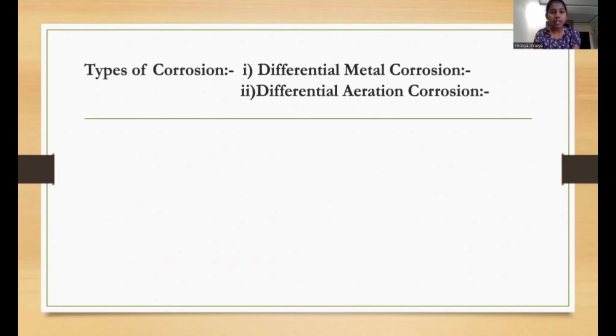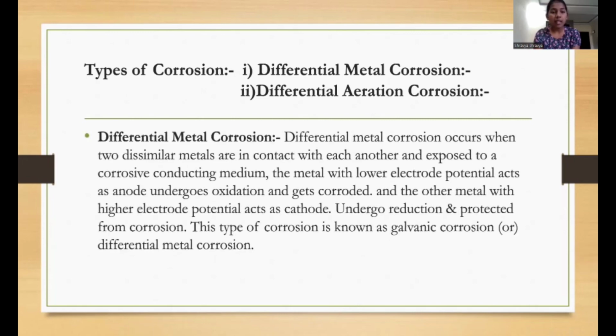And we have the types of corrosion. In that we have two types: differential metal corrosion and differential aeration corrosion. Now, differential metal corrosion occurs when two dissimilar metals are in contact with each other and exposed to a corrosive conducting medium. The metal with lower electrode potential acts as anode. It undergoes oxidation and gets corroded. And the other metal with higher electrode potential acts as cathode. It undergoes reduction and is protected from corrosion. This type of corrosion is known as galvanic corrosion or differential metal corrosion.